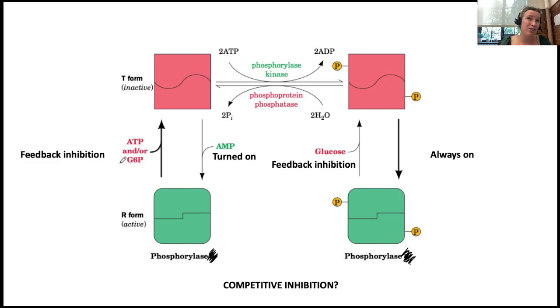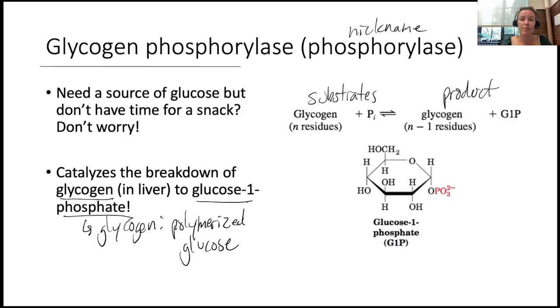But if we have high energy signals, if there's lots of ATP around or lots of glucose 6-phosphate, we're going to turn this enzyme back off. We don't need more energy. Now, folks, to wrap up this higher level discussion of this enzyme, I want us to think about competitive inhibition. And for a moment, I'm going to take us back to this slide here.